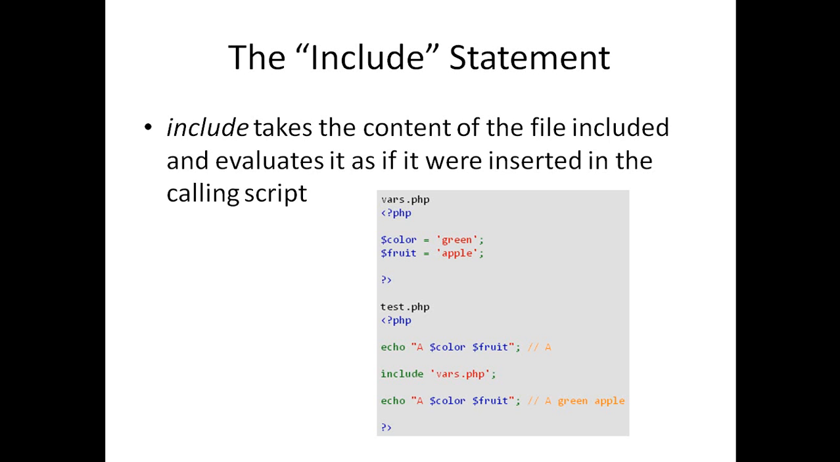Then there's another script called test.php. And in test.php you have two examples where you're echoing A and then the variable color and the variable fruit. And it shows you in the comments that the first one just results in echoing A. Then we include vars.php, and when you re-echo the exact same line, you get a green apple. The variables are as if we set them in test.php.